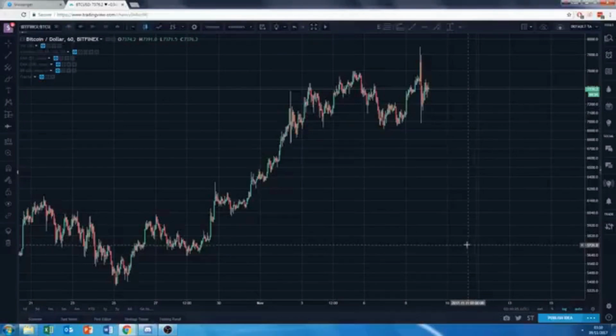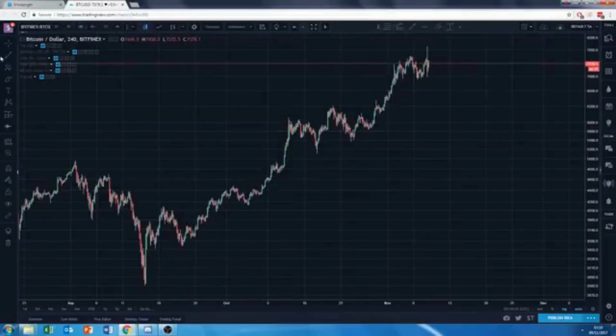So here we've got Bitcoin, and I'm going to hop onto the 4 hour and show you an example of a support line. So on TradingView, this is the trend line tool. I'm going to click it. I use the second thickness. So let's click on this swing low and connect it to this swing low.